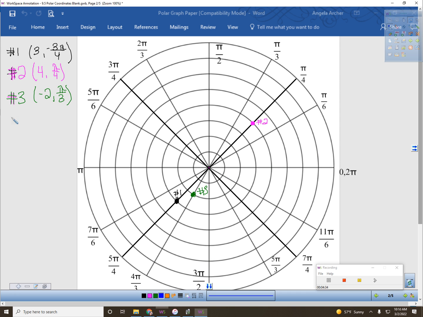Let's do one more. We'll call this point number 4. Let's say I have (-5, -5π/3).